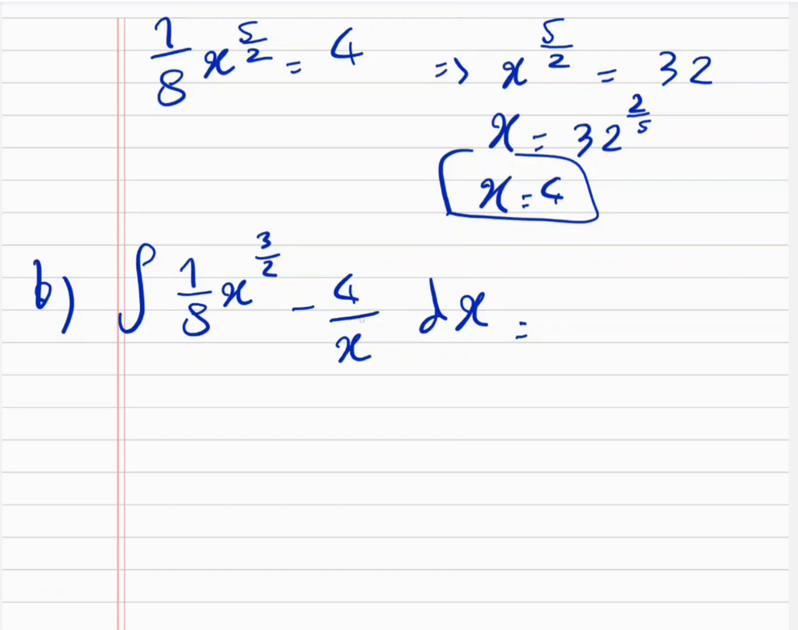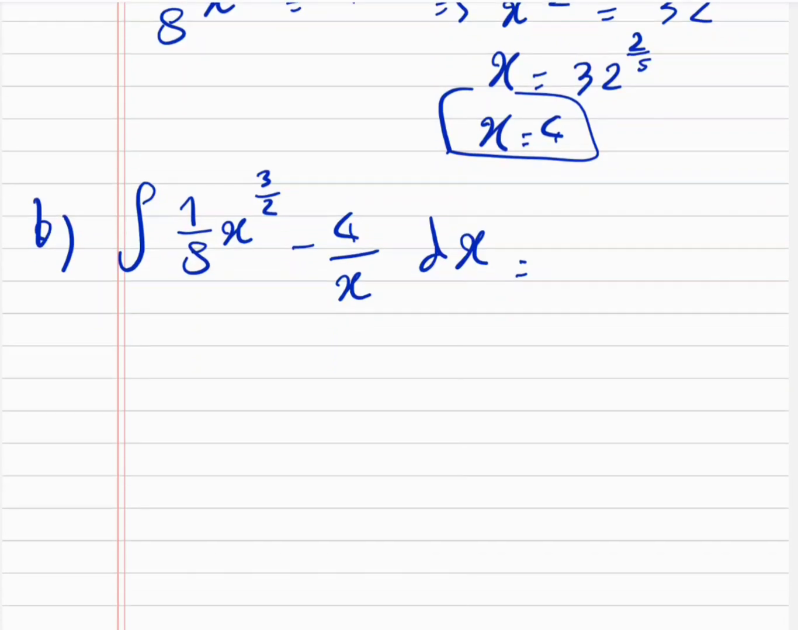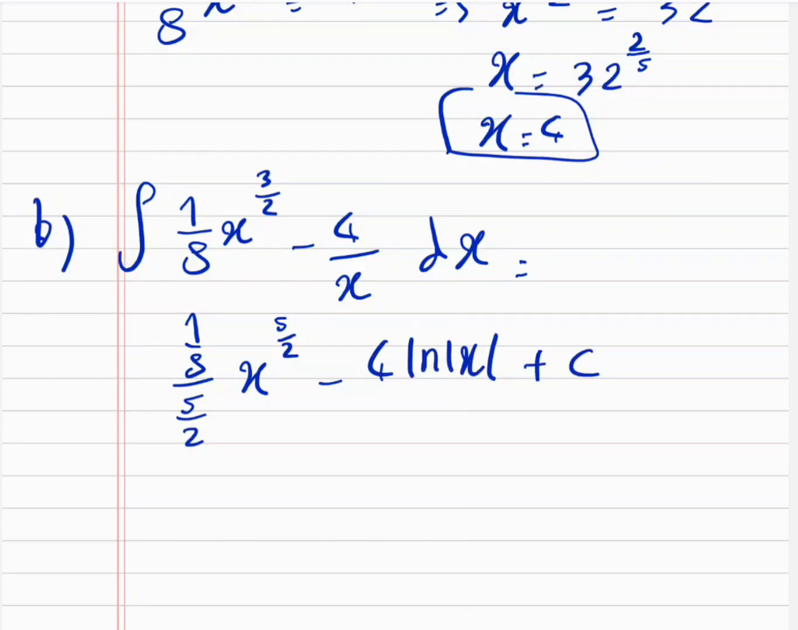And this is actually a standard result that any constant over x integrates to simply that constant times ln x. So in this case, the first term is very clear. For the first term, we just add 1 to the power, which gives 5 over 2, and then we divide 1 over 8 by 5 over 2. So that gives us the first term, x to the power of 5 over 2. And then for the second term, we get 4 ln of mod x plus c.